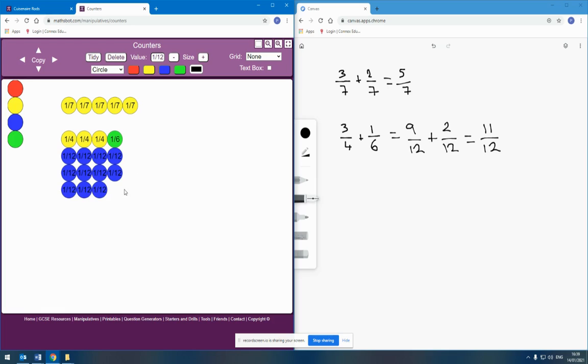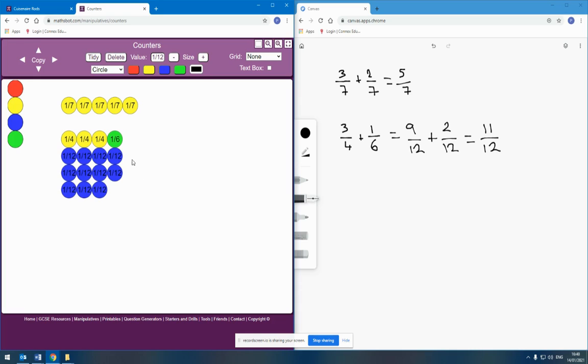And now they all have the same value, these counters. Now they all have the same unit value. I can now add these together. I can collect these together, and I can see the 11/12ths. I can see the 9/12ths. I can see the 2/12ths. I can see the 11/12ths.